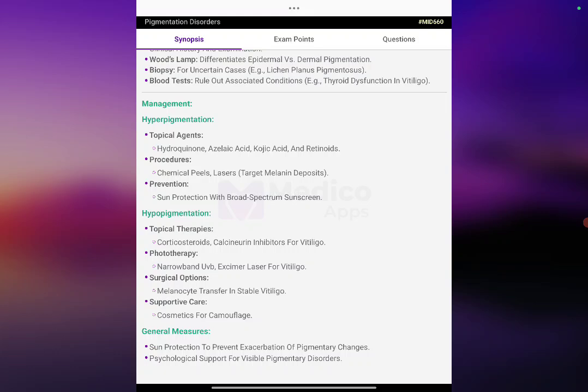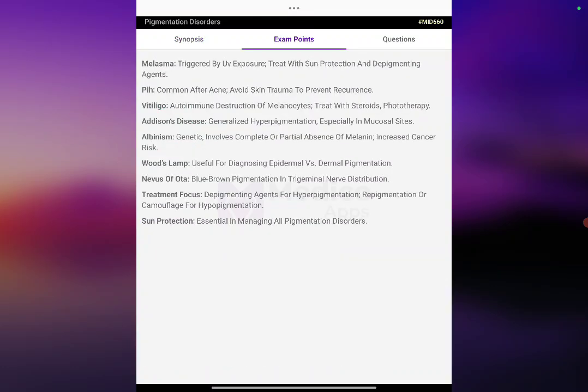General measures: sun protection to prevent exacerbation of the pigmentary changes. Psychological support for visible pigmentary disorders. Melasma: triggered by UV exposure, treated by sun protection and depigmenting agents. PIH: common after acne, avoid skin trauma to prevent recurrence.